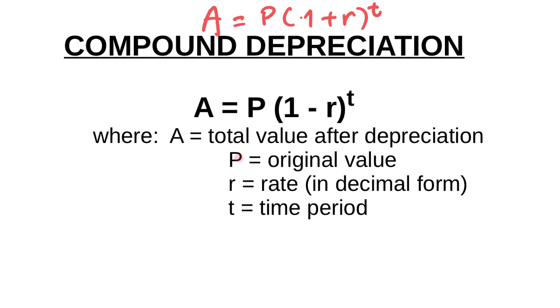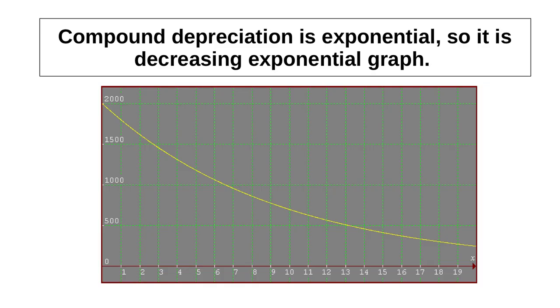So here you have also your P, which is the original value. R is the rate in decimal form. T is the time period. And of course, A is your total value after depreciation. Compound depreciation is exponential in nature. You've been studying exponential functions in our previous lessons, and I believe that you have understood very well about exponential decay. So it is a decreasing exponential graph.